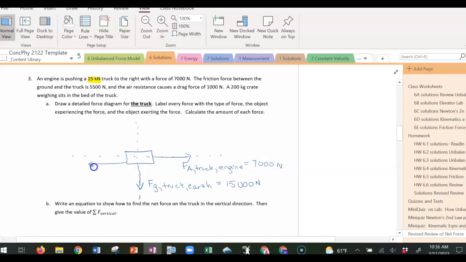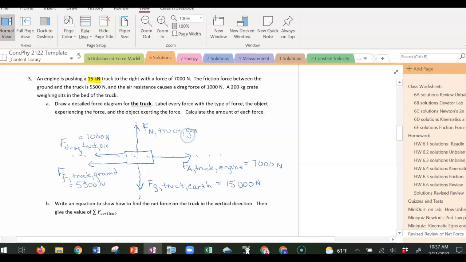The friction force is opposing the motion, and they're telling me that that has a value of 5,500 newtons. And there is some air resistance, so drag force on the truck by the air is 1,000 newtons. Now the truck is being supported by the ground, so there's a normal force on the truck by the ground.